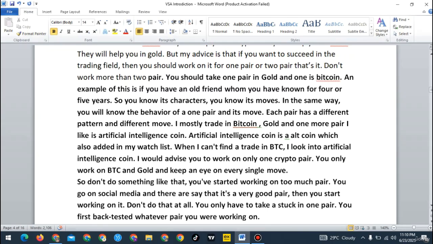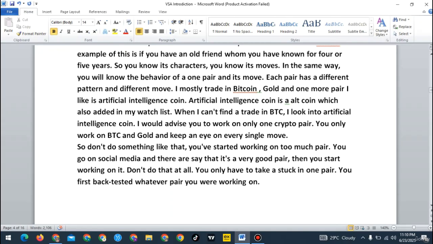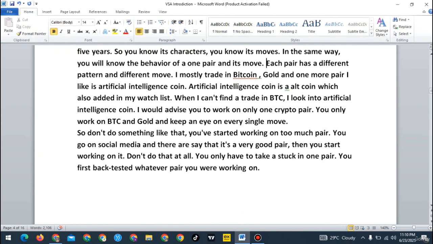I would advise you to work on only one crypto pair. You only work on BTC and gold and keep an eye on every single move. So don't do something like that: you have started working on too many pairs. You go on social media and they say that it is a very good pair, then you start working on it. Don't do that at all. Okay, you only have to take a stake in one pair. First you backtest whatever pair you are working on.